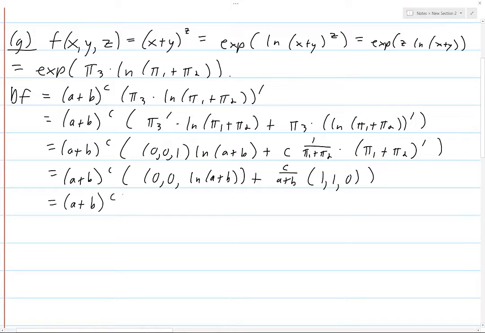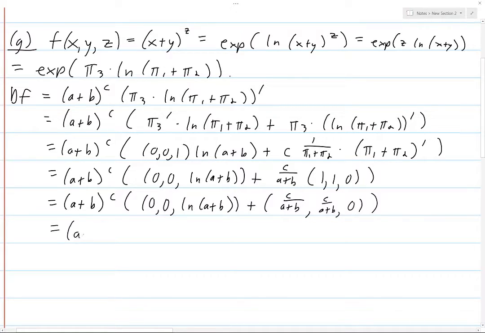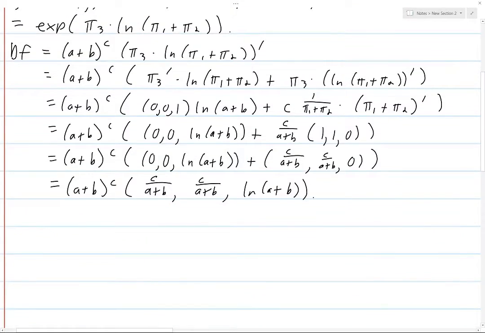So we have a plus b to the c. And we've got 0, 0, natural log a plus b. And then we've got c over a plus b, c over a plus b, 0. And then finally you just combine everything together. So we're going to get c over a plus b, c over a plus b, and natural log of a plus b. Alright, and there we go. So that's G, and now we're going to move on to H.